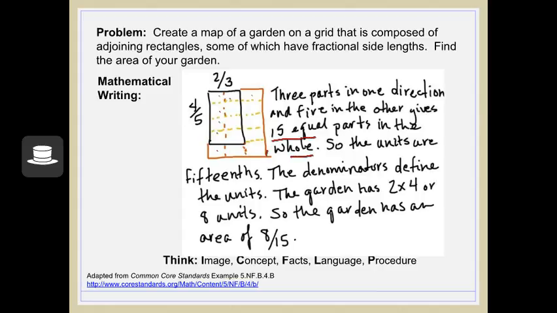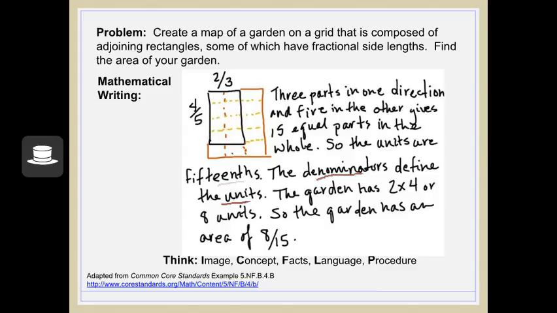So here's a whole unit of whatever dimensions we're talking about, and when we have to break it into 3 parts one way and 5 parts the other way, we're going to get parts, each of which is a 15th. So the units that we're going to work with, the subunits, are 15ths. So, and they identify that here. The denominators define the units. Now these are the unit fractions that they're talking about, the 15ths.